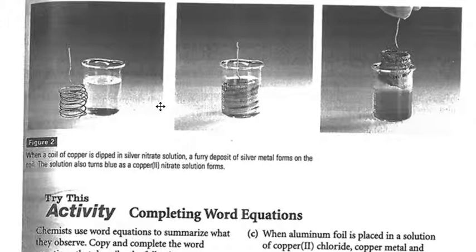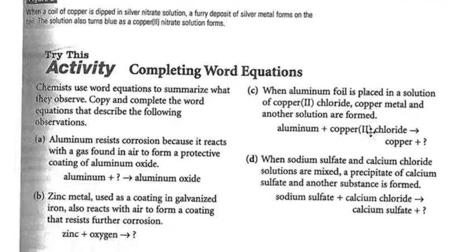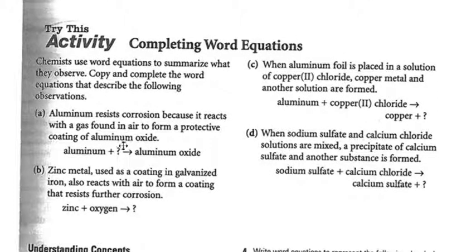If you look at this demo up here, I'll be doing that in the class, copper and the silver nitrate. And basically what happens there is the copper and the silver switch places, and we get a solution of copper nitrate, and actually you do get silver there. So if we look at a couple of these examples here, completing word equations: aluminum resists corrosion because it reacts with the gas found in air to form a protective coating of aluminum oxide. So aluminum plus some other reactant yields aluminum oxide, and of course that other reactant must be good old oxygen.